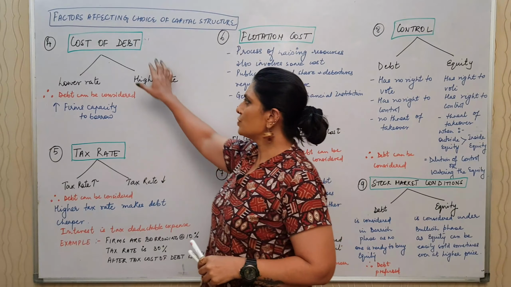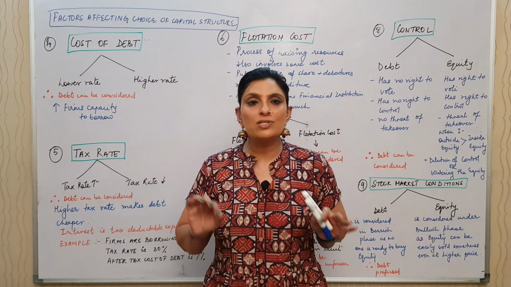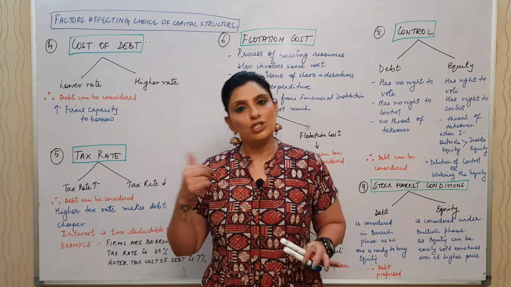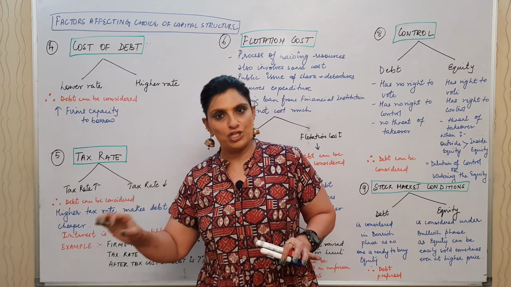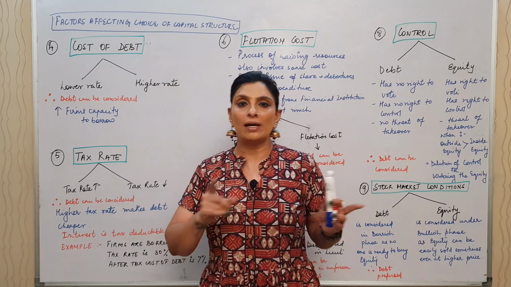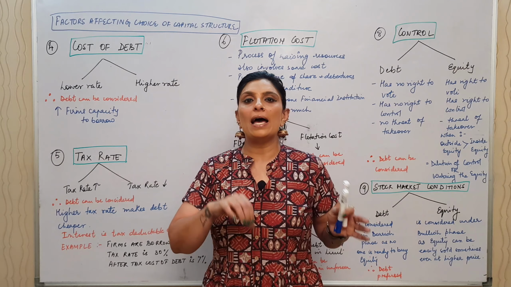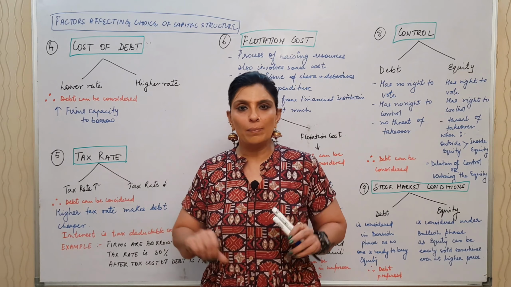The next factor we talk about is cost of debt. When we talk about capital structure, cost of debt is to be considered. Debt is a cheaper source of finance. A fixed rate of interest makes it cheaper, and tax deductibility on that interest, when interest is treated as an expenditure and decreases the tax liability, is considered better.